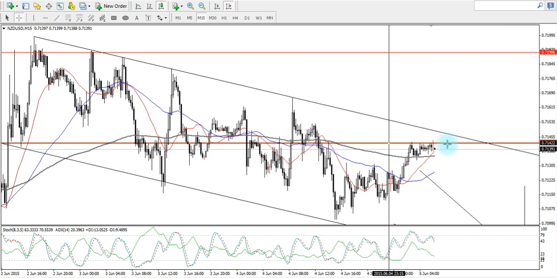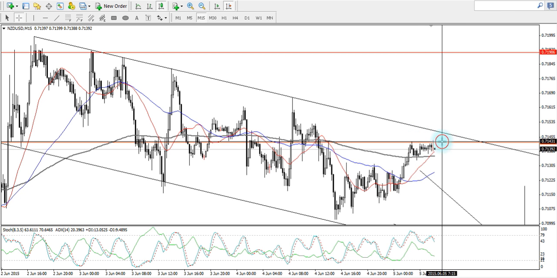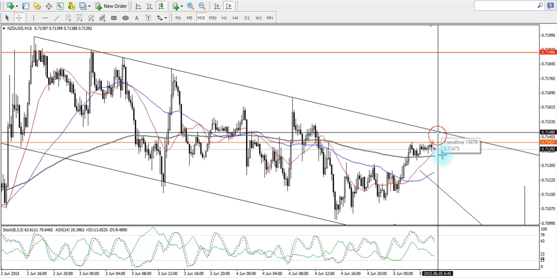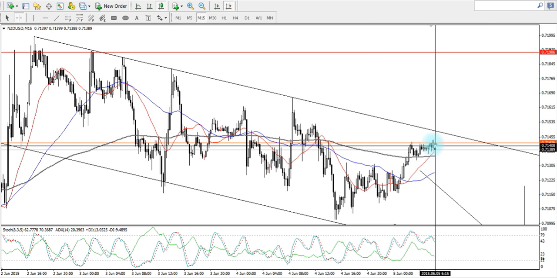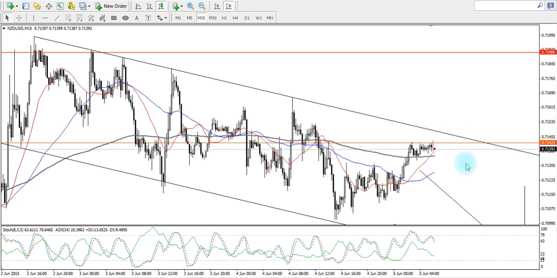So at this point itself, we are seeing that there is a resistance right here, and very close to the trend line itself. You may either want to short right now, or you may want to wait to see if price will appreciate a little bit and touch the trend line, followed by a pullback. That will be a good chance to go for the short as well. Stop loss itself, you may want to set about 20 pips above the trend line to be safe.